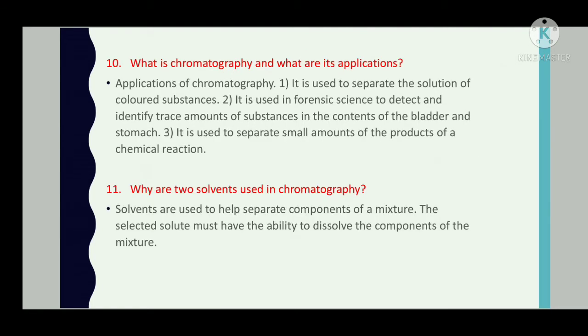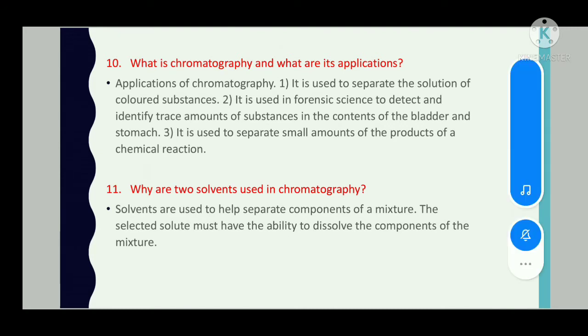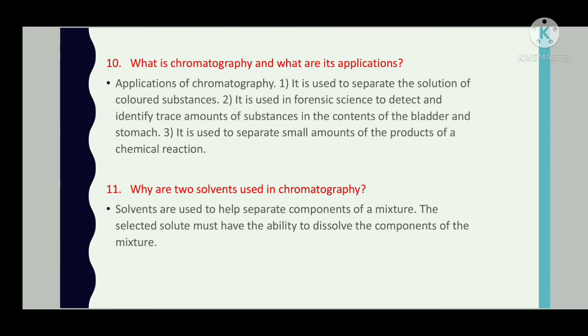What is chromatography and what are its applications? Applications of chromatography. It is used to separate the solution of colored substances. It is used in forensic science to detect and identify trace amounts of substances in the contents of the bladder and stomach. It is used to separate small amounts of the products of a chemical reaction.